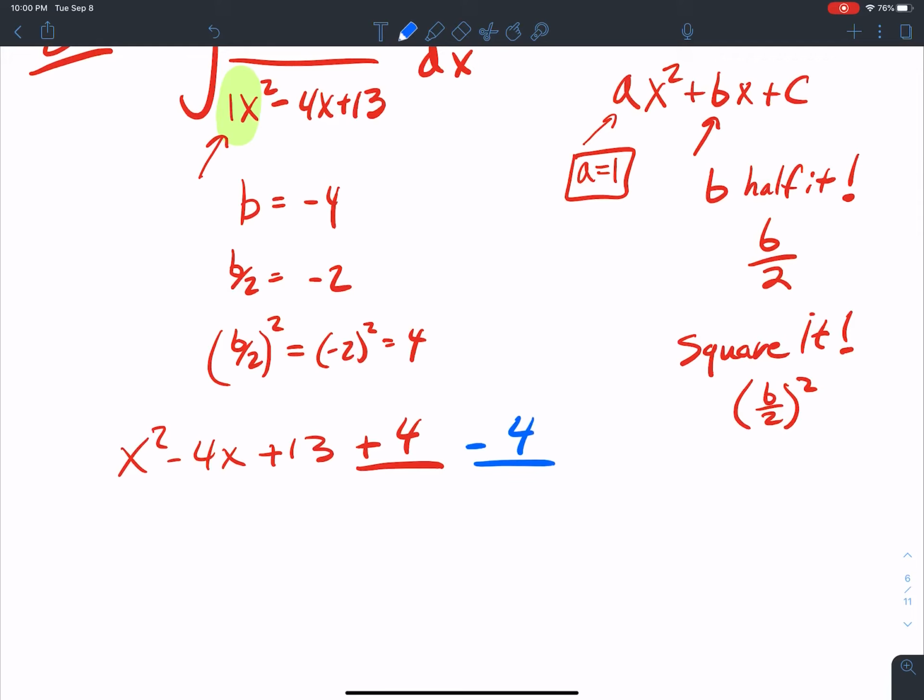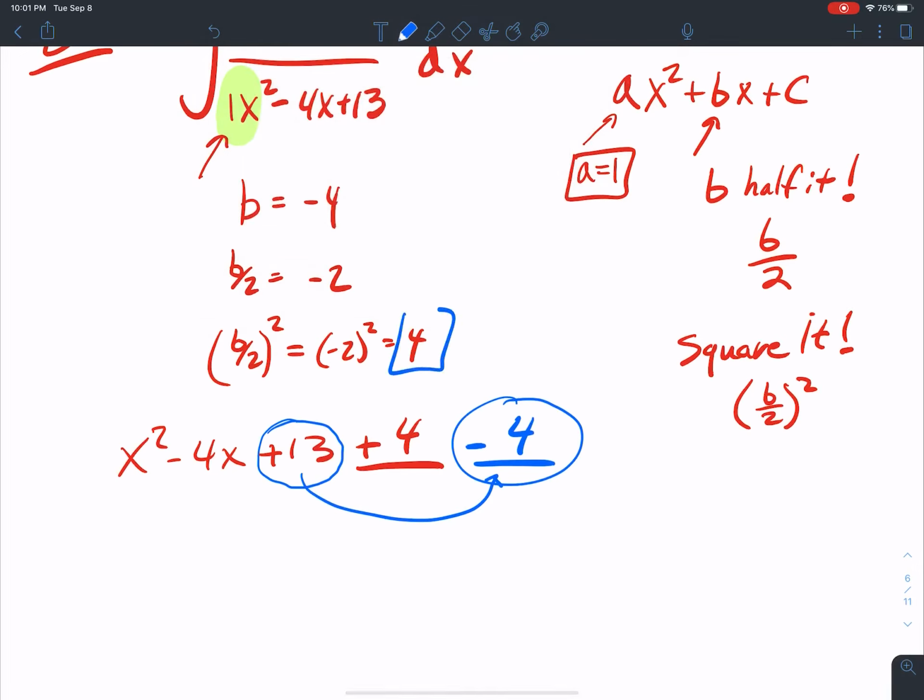So what's going on here? Why did I do what I did? Okay? This 13, and this -4 here, I want to combine those. This 4 here that I found, I want to combine it with this original thing I started with. So I have x squared minus 4x plus 4.